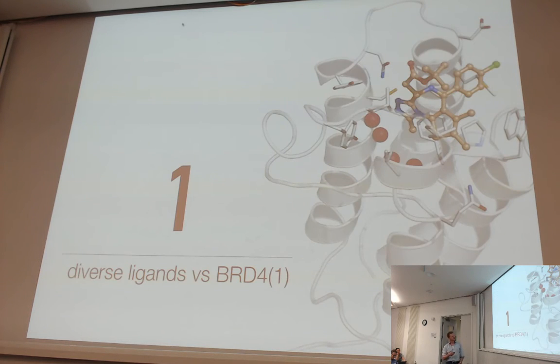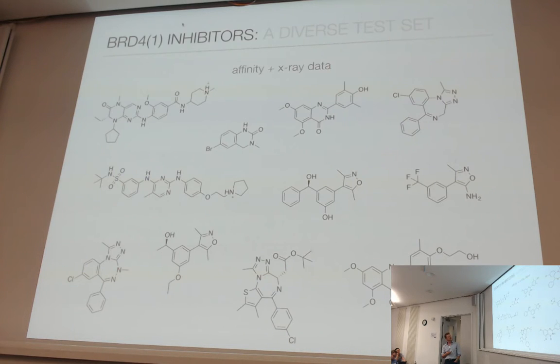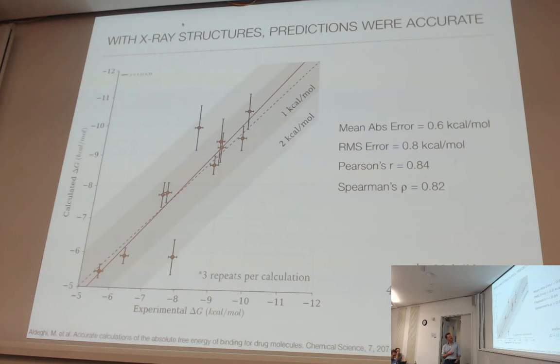So the first case is this diverse series of ligands against BRD4-1, which is one of the bromodomains. So this is the diverse set that we have. You can see here these are very different compounds, so it's quite hard to imagine mapping between these different compounds in a relative free energy calculation scenario. And this is the crux of it.